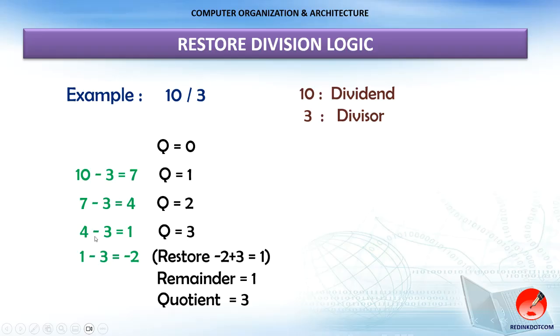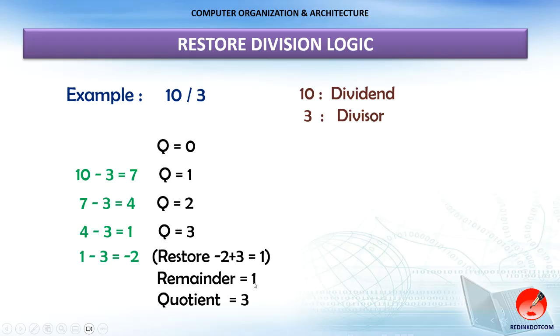Then you again perform the subtraction operation. Now you get a negative value. So you stop the increment process of the quotient. Then you restore the value. Restore means you add the 3 again. You get the old value, that is called restoring. Then you get the old value 1.